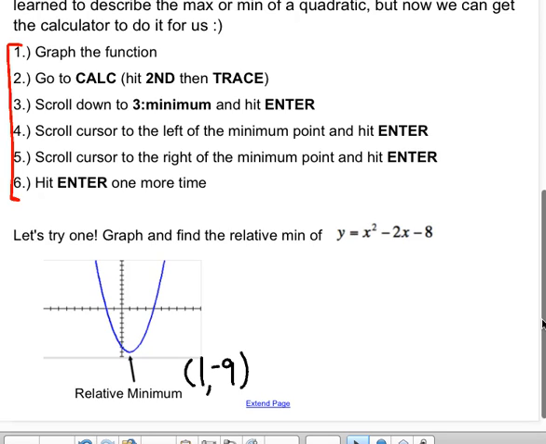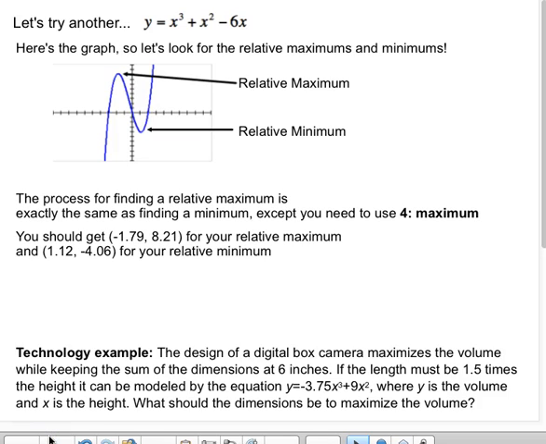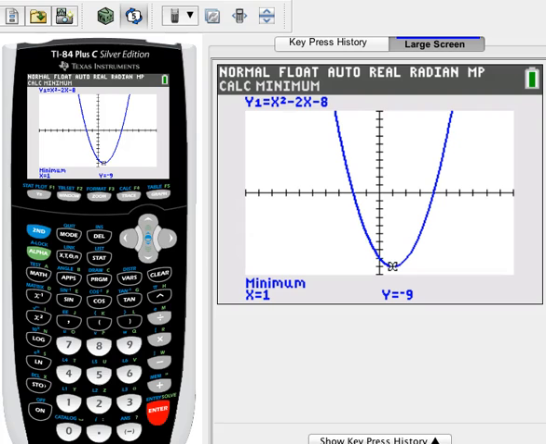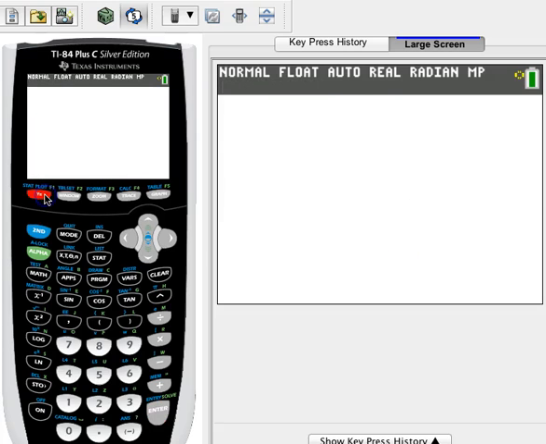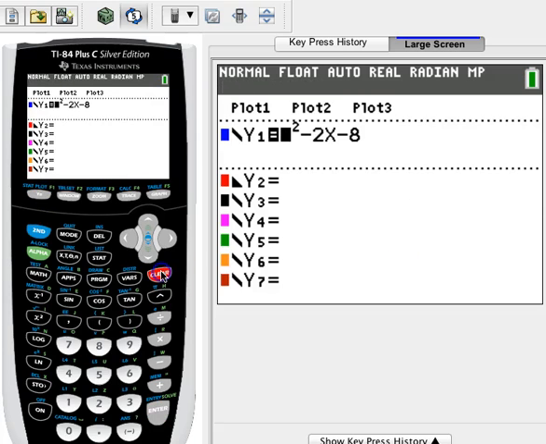So the calculator can actually do that for us for any graph. And in this case, we're just worried about polynomials. But any polynomial, we can get the calculator to do it for us. So let's keep going with this. Let's try another one. I want to find that minimum and maximum. So I'm going to go back to my calculator, go back to graph, and I'm going to clear out the graph that I have because I'm going to type a new one.